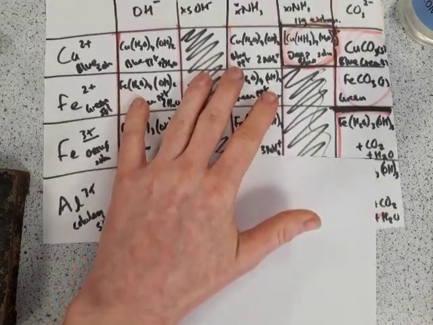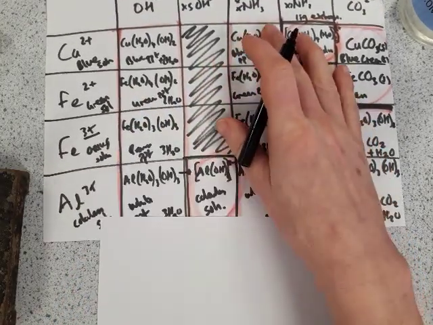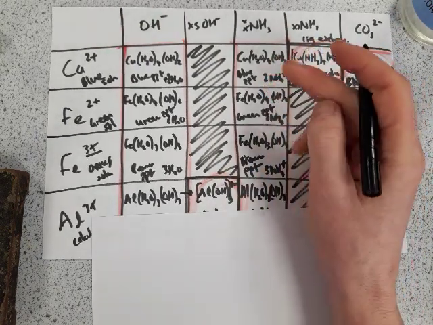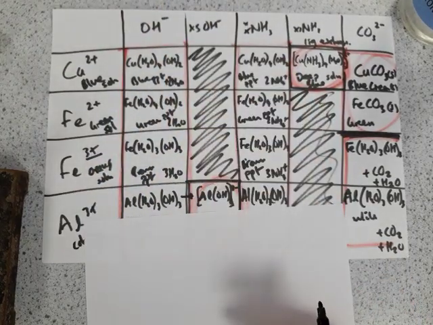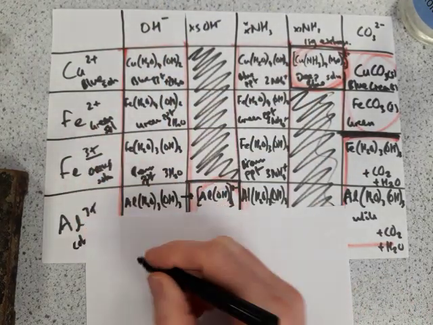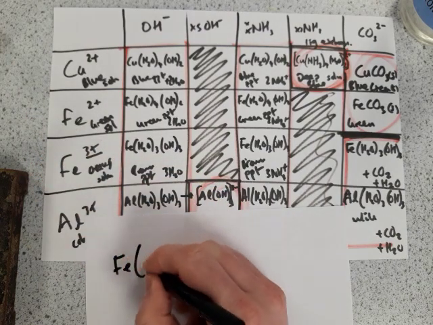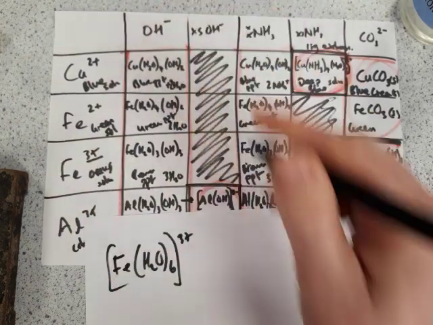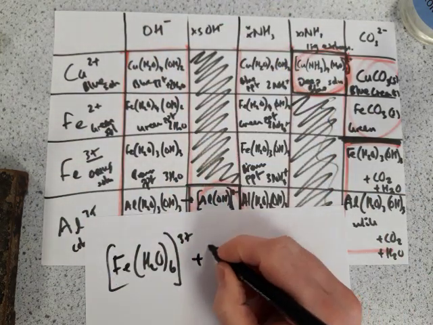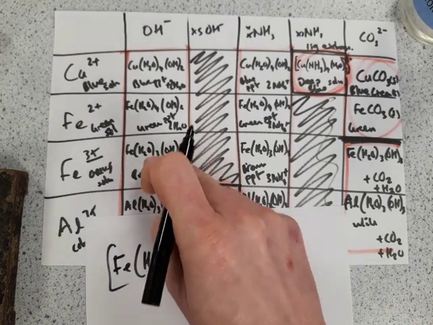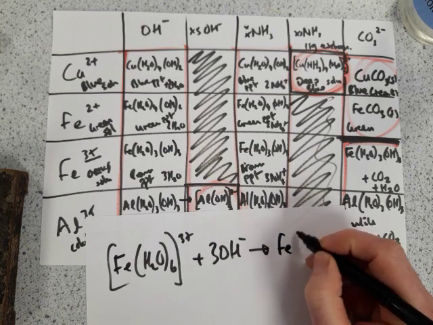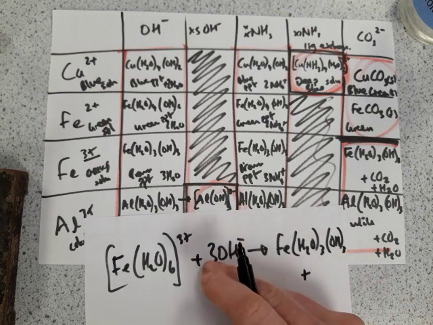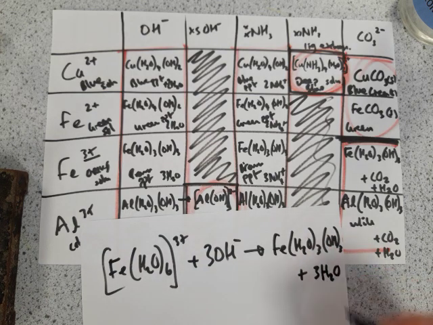All right, let's have a little look then at how we can use this. I'm going to try now to write some equations. If somebody says to you in the exam, write an equation, what happens when iron 3 plus reacts with hydroxide? So iron 3 plus, you go to this box. Well, I know that is Fe(H2O)6 3+, and it reacts with hydroxide. I know it's going to react with 3 hydroxides. I know it's going to make just the iron 3 hydroxide, Fe(H2O)3(OH)3. And the 3 hydroxides will become 3 waters.